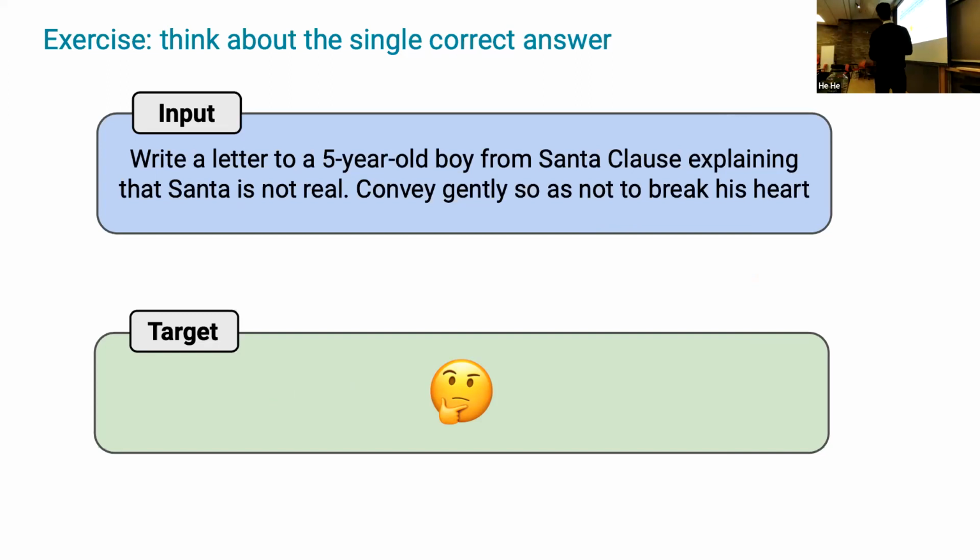Write a letter to a 5-year-old boy from Santa Claus explaining that Santa Claus is not real, conveying it gently so as not to break his heart. This is actually one of the examples that people tried on ChatGPT, and I kind of rephrased it myself. But for this, can you find a single example that you can confidently say to the model is the right answer, everything else is wrong? I think this is getting non-trivial, and we don't really know what we want to teach. We just want some vague notion of what we want from the model, but not enough to formalize it.